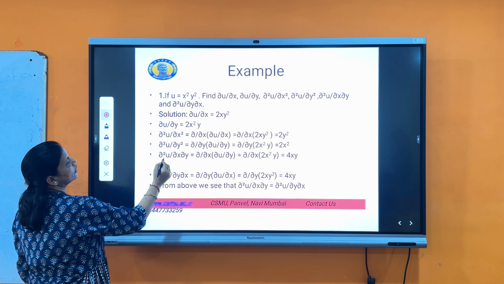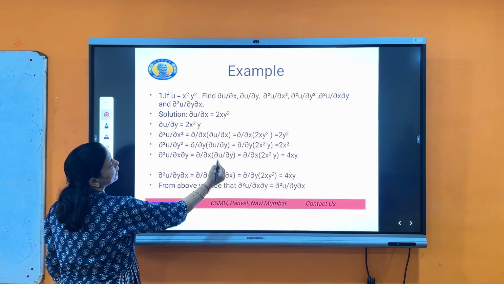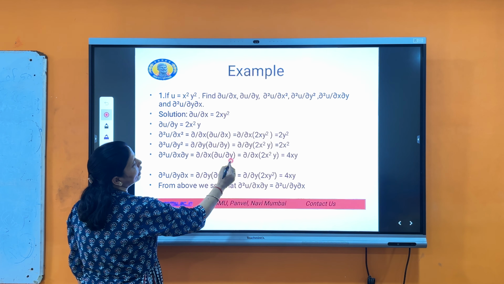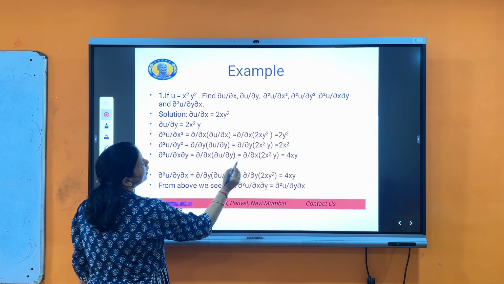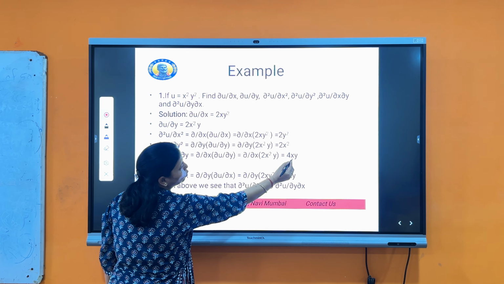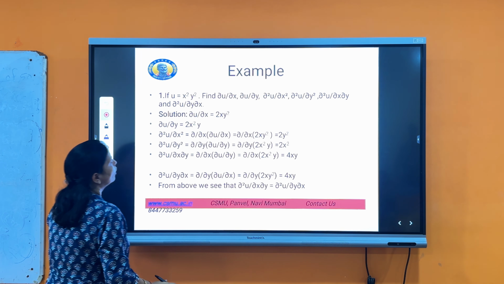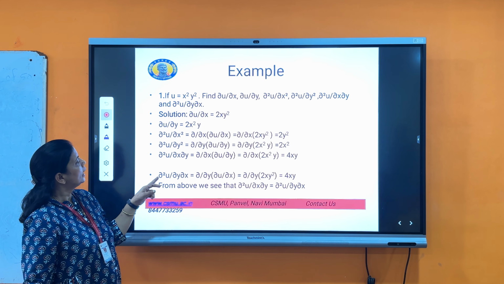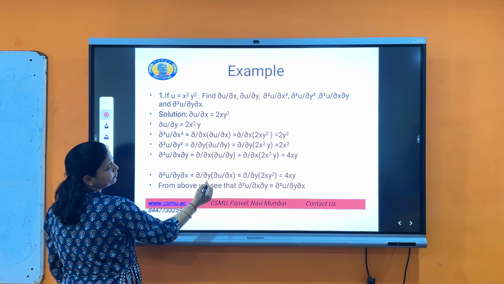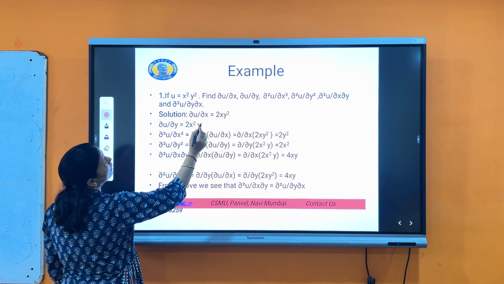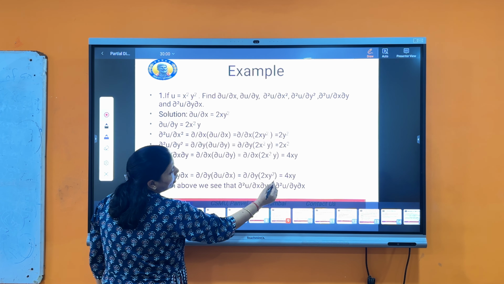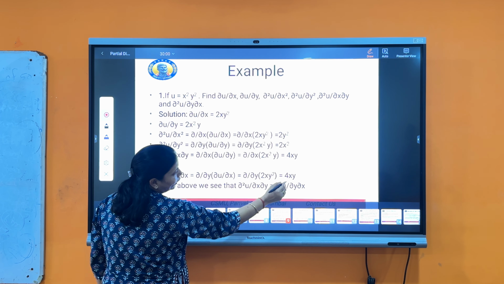Next, to find ∂²u/∂y∂x, we differentiate ∂u/∂y with respect to x. Put the value of ∂u/∂y, that is 2x square y, keeping 2 constant and y constant. The derivative of x square is 2x, so the result is 2xy times 2, that is 4xy. Now the last one, ∂²u/∂x∂y: we differentiate ∂u/∂x with respect to y. Put the value of ∂u/∂x, that is 2xy square, and differentiate with respect to y, that is 2y, 2 times 2, 4xy.